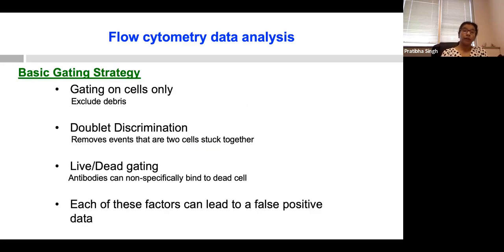When you are analyzing the data you have already acquired, these are the important parameters we should pay attention to. First, the basic gating strategy, the way we gate our cells for analysis. When you gate, gate only the live cells, only cells and not the debris, like here.